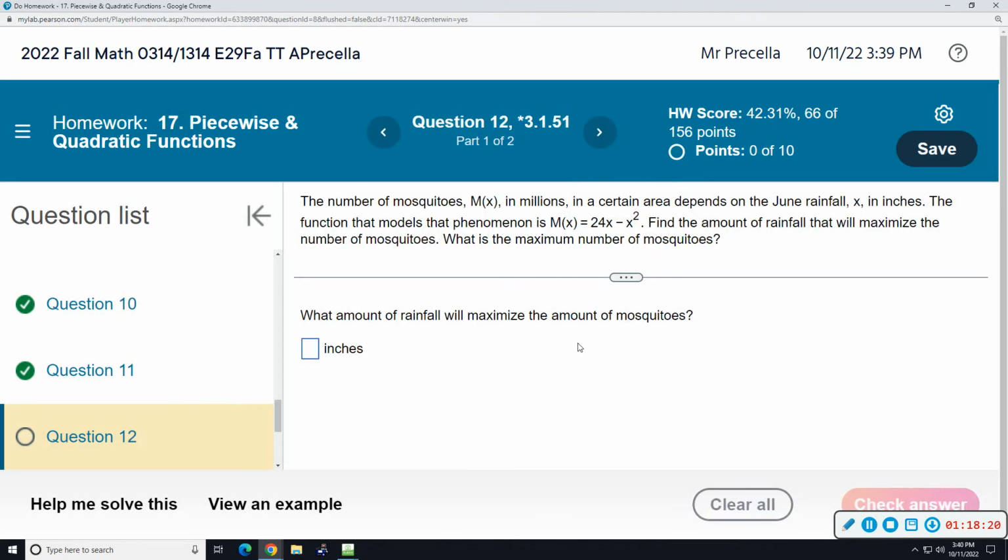The number of mosquitoes, M of X in millions, in a certain area depends on the June rainfall, X in inches. The function that models that phenomenon is M of X equals 24X minus X squared. Find the amount of rain that will maximize the number of mosquitoes, and what is that maximum number of mosquitoes? So let me write that down.